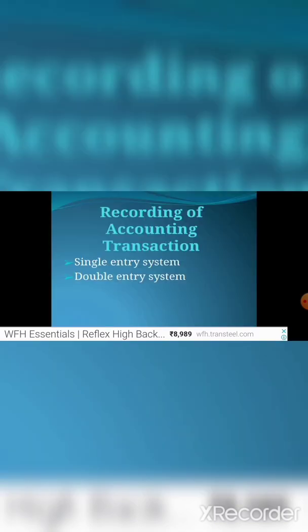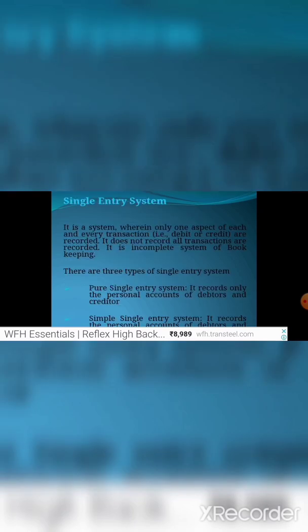Next, under this there is a simple topic: recording of accounting transactions, single entry system and double entry system. A single entry system is a system where only one aspect of each and every transaction, debit or credit, is recorded. It does not record all the transactions. It is an incomplete system of bookkeeping. There are different types of single entry system: pure single entry system and simple single entry system.